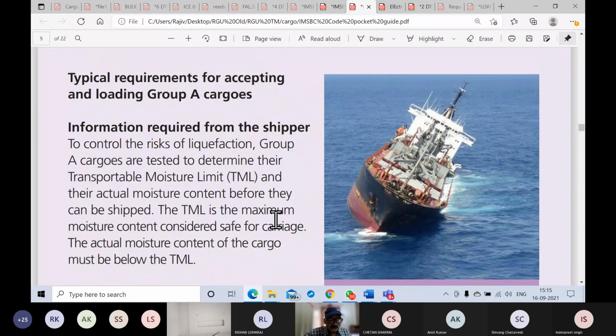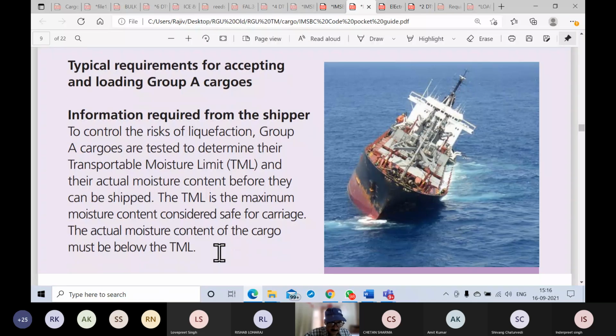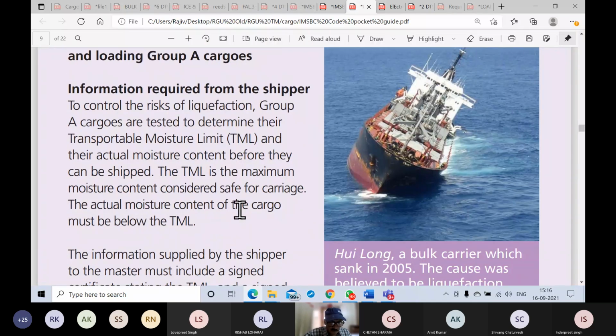So this is the requirement for accepting loading of Group A cargo likely to liquefy. It must be tested to determine TML and moisture content before they can be compared and accepted for loading. The bottom line: the actual moisture content of the cargo presently must be below TML. Then you can accept it.